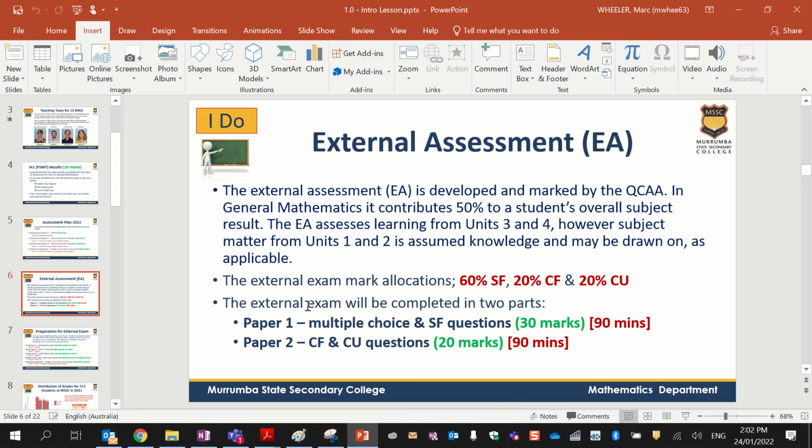So the external exam will have 2 parts. It's going to have paper 1, which is multi-choice and simple familiar questions, which will be 90 minutes, and paper 2, which has complex familiar and complex unfamiliar questions. If you see in green there, paper 1 will be worth 30 marks in total, and paper 2 will be worth 20 of your marks, and you can see that adds to the 50 marks. Okay, so the score on both your papers will be combined, and we'll see what you get out of 50.